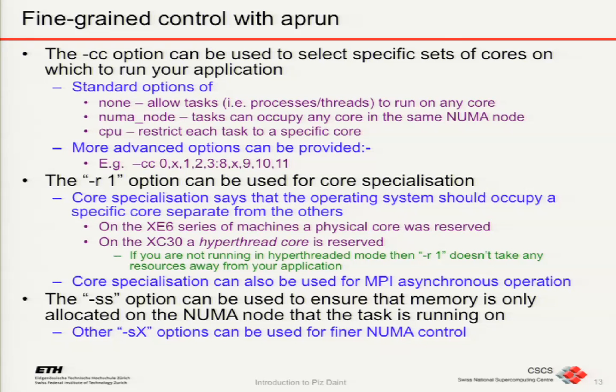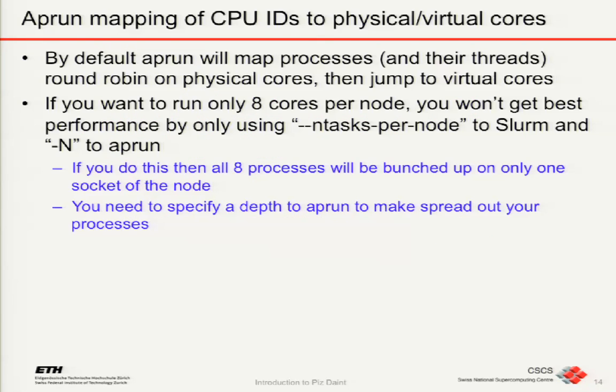And then there are also things such as the -ss option to ensure memory is only allocated on the NUMA node the task is running on. This is another one that you might just want to throw into your application when you're running and see if it makes a difference. Sometimes it makes a difference to actually have this pin things definitely onto my NUMA node. And then there are some other options that you could use to get even finer grained NUMA control.